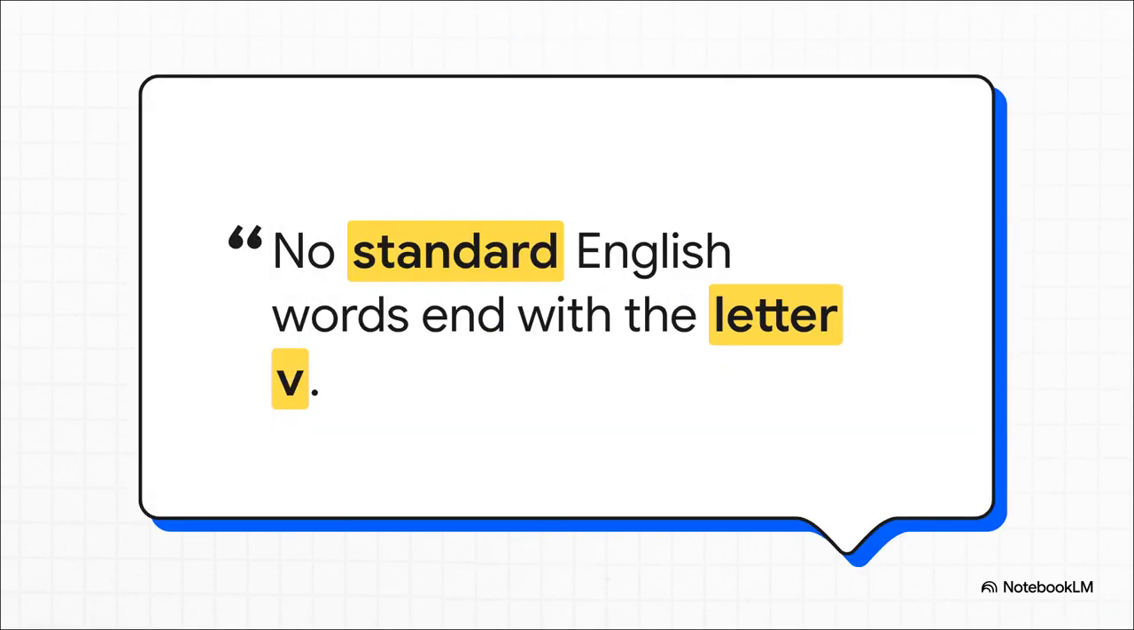And here it is. Get this. Standard English words just don't end in the letter V. It's a rule. So that E in give and love isn't there for the vowel at all. It has a totally different job. It's just there to stop the word from ending in a V. So what looks like a rule breaker is actually following a different, deeper rule.